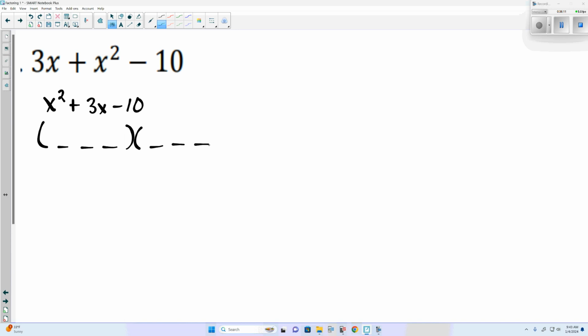There is no greatest common factor between x squared, 3x, and 10. Two sets of parentheses with 3 spaces. Since the third term is negative, our signs are opposite. One's going to be positive, one's going to be negative. Factors of x squared are x and x. Factors of 10: 2 and 5.